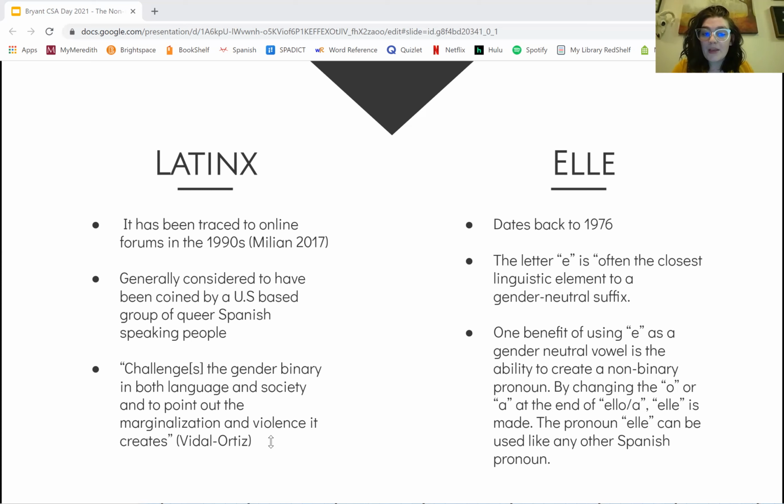For example, if amigo is a male friend and amiga is a female friend, estudiante is both a male and a female student. Currently, gender is assigned to words like estudiante with that E through the article that it's paired with, el estudiante or la estudiante.